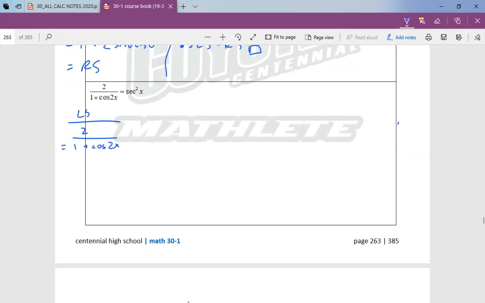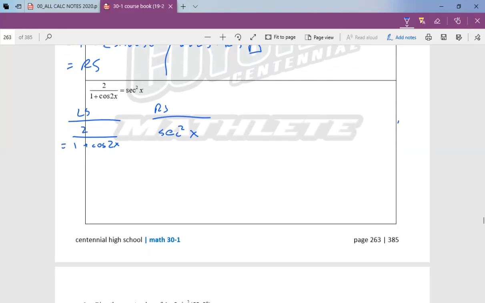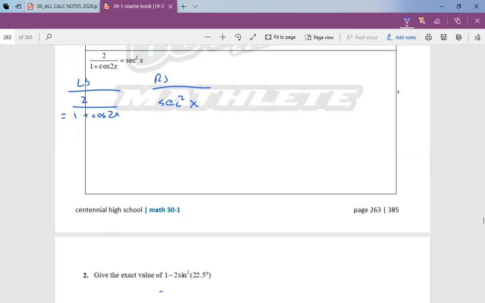My right side, secant squared x. Not too much to do with that right side right now. We could, of course, call it 1 minus cos squared, or 1 over cos squared x. That's true. But let's use one of our cosine double angle formulas. The 3 cosine double angle formulas. Cosine of 2x is equal to one of 3 different things.